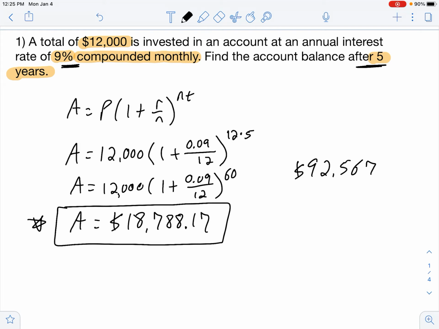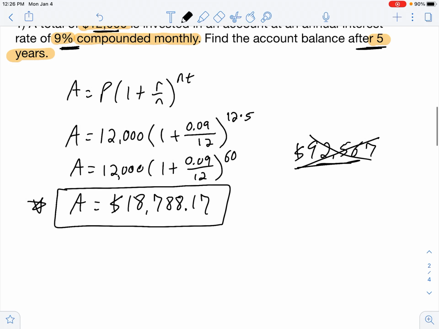$92,567. Well, that means that you took $12,000, you invested it for 5 years, and you almost made 8 times your money in 5 years at a 9% interest rate. That just does not make any sense. So don't just key in the calculator and write the answer. Look at it. Make sure that it makes sense.